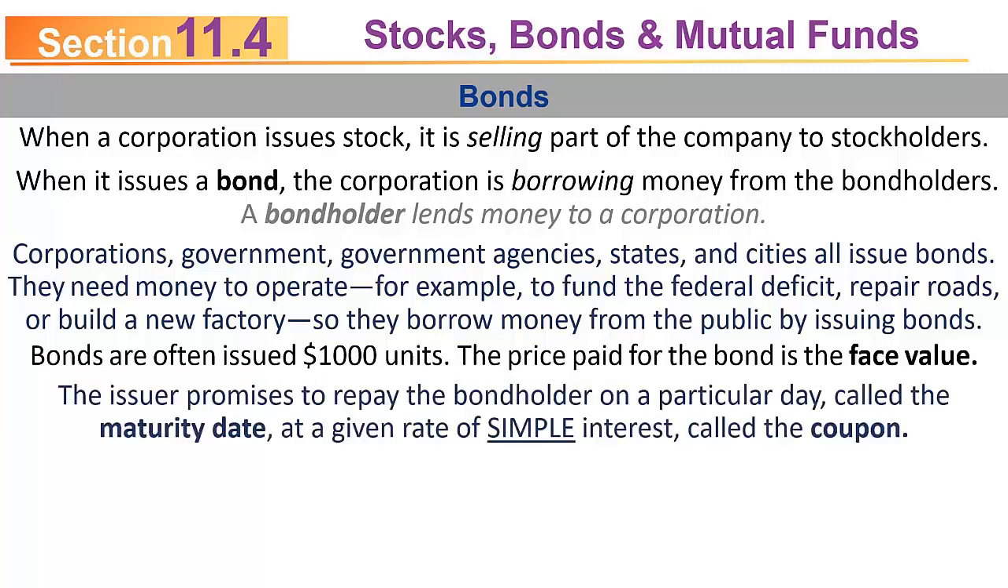The issuer promises to repay the bondholder on a particular day called the maturity date, at a given rate of simple interest called the coupon. So the coupon is a simple interest rate.